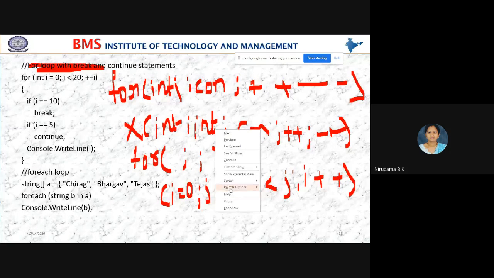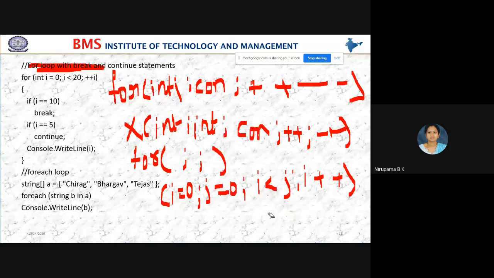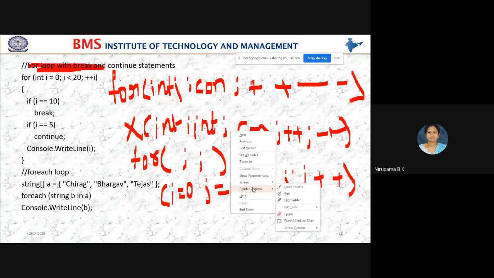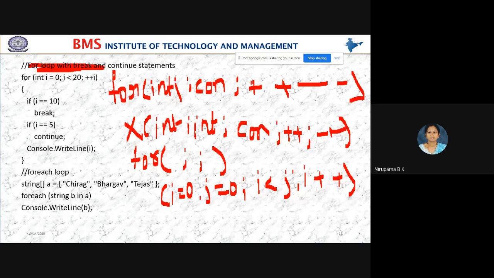When you are including more than one initialization, then you have to separate them with the comma operator. Now i is equal to 0, comma, j is equal to 0, semicolon, i is less than j, semicolon, and i plus plus. Now it is correct according to the syntax. It has only two semicolons.